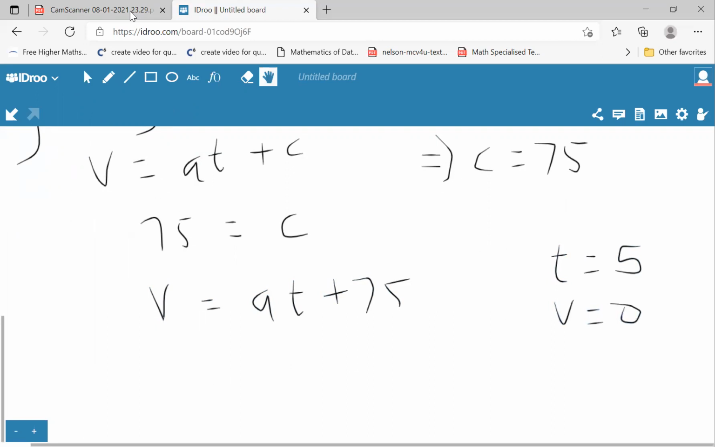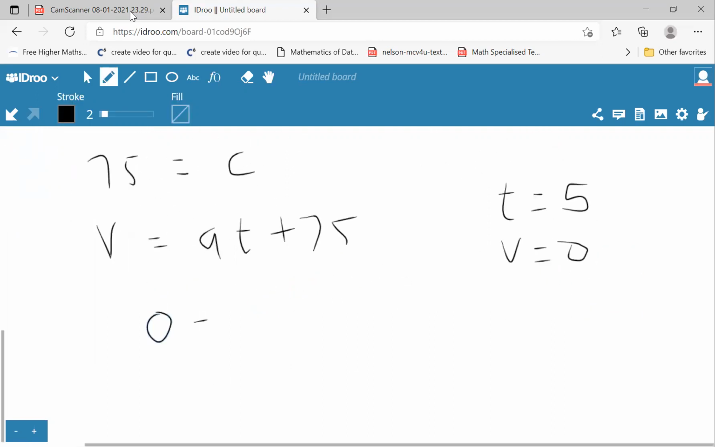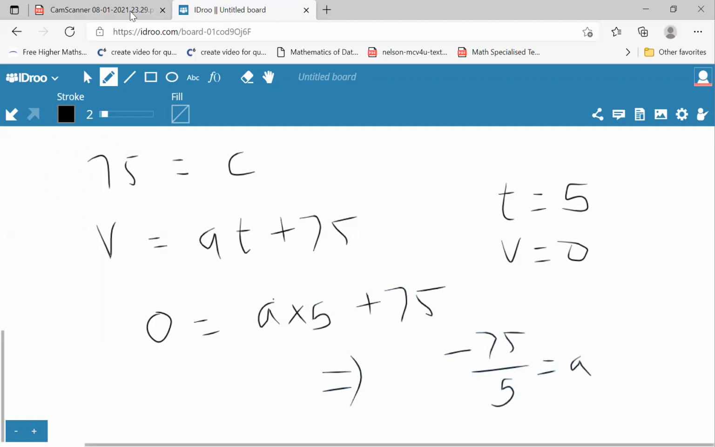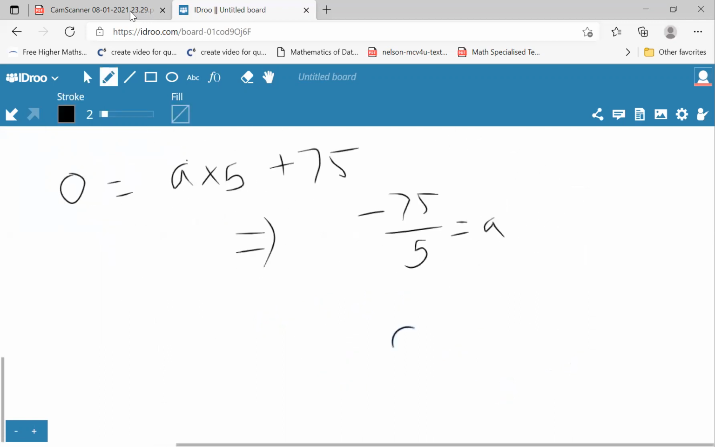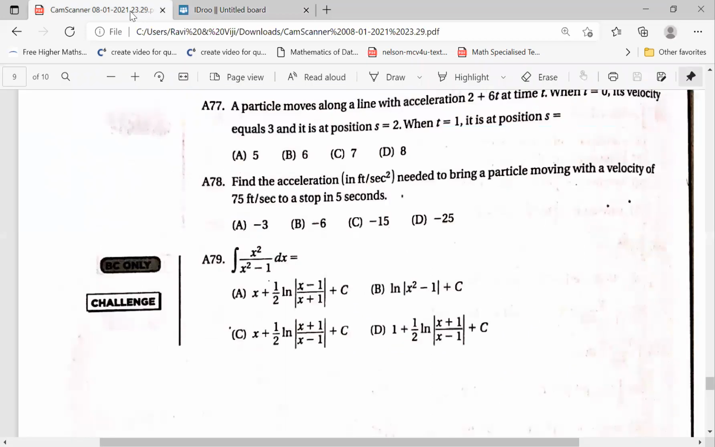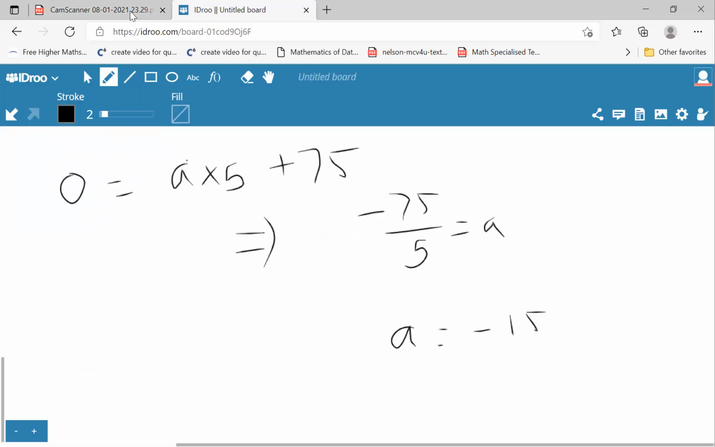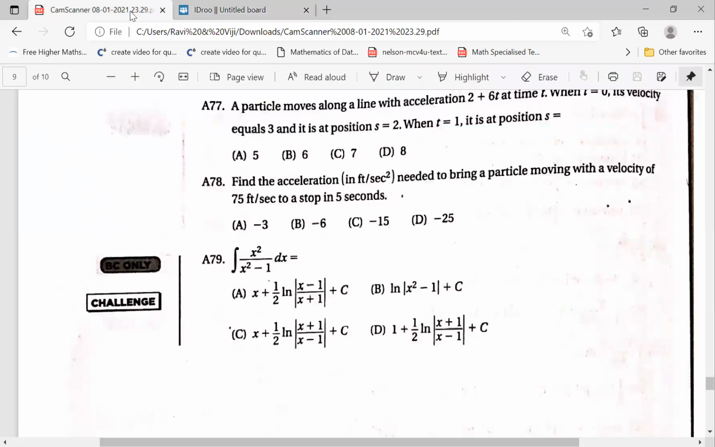So that would give you 0 is equal to a into 5 plus 75, which implies minus 75 by 5 is equal to a. Therefore a is equal to minus 15 feet per second square. So option C is the correct answer.